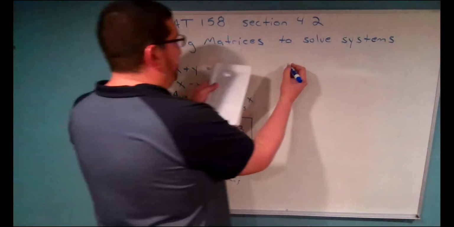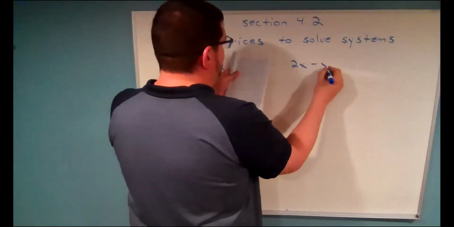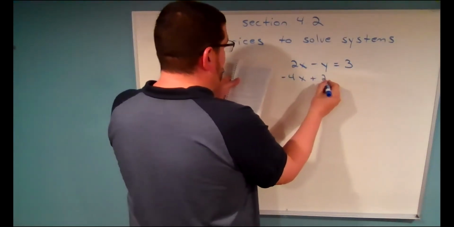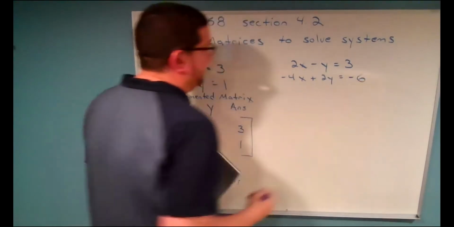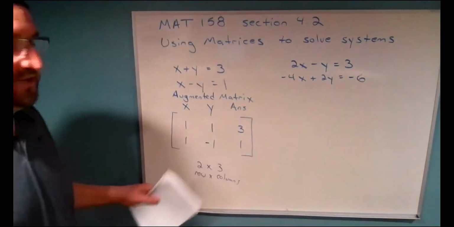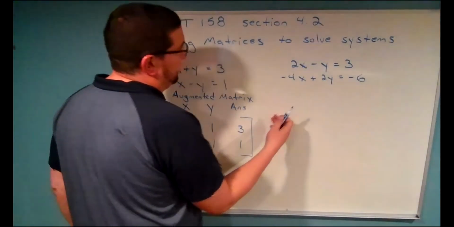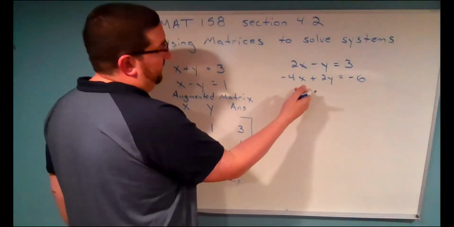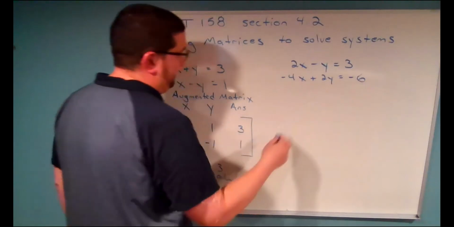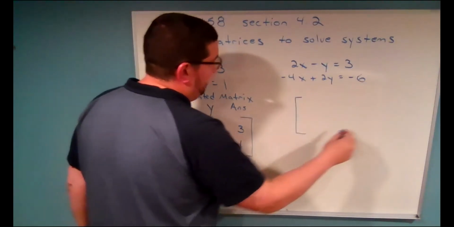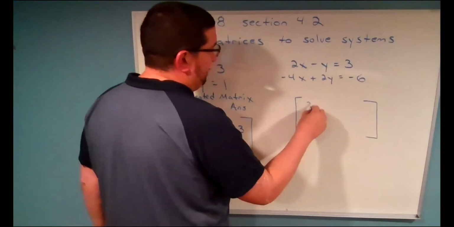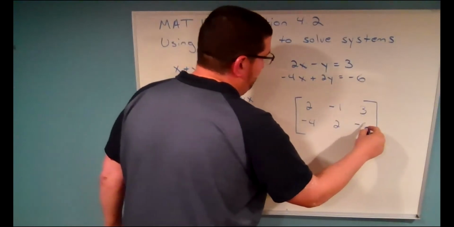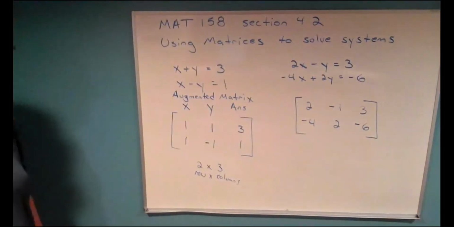Very similarly, just to practice it, we have 2x minus y equals 3 and -4x plus 2y equals -6. To create an augmented matrix for this, this is also going to be 2 rows and 3 columns: a column for the x, a column for the y, and a column for the answer. So our augmented matrix for this system is going to be 2, -1, 3, -4, 2, -6. That is also a 2 by 3.